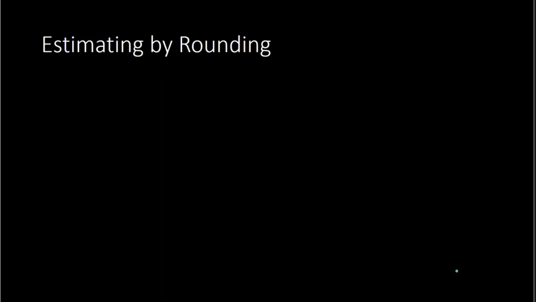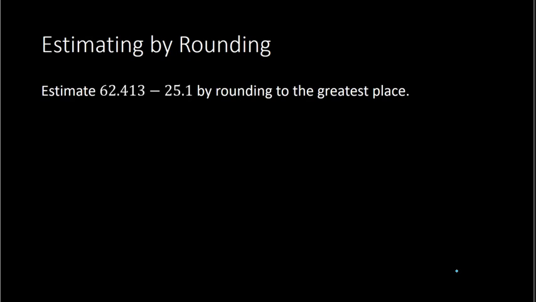Next, for subtraction, if we had 62.413 minus 25.1, and again, we are trying to estimate by rounding to the greatest place. What I do is I round the 6, and to do that I look at the number after, which would be the 2. The 2 is less than 5, which means the 6 would remain as it is. That's going to be 6 followed by zeros, which would be 60.